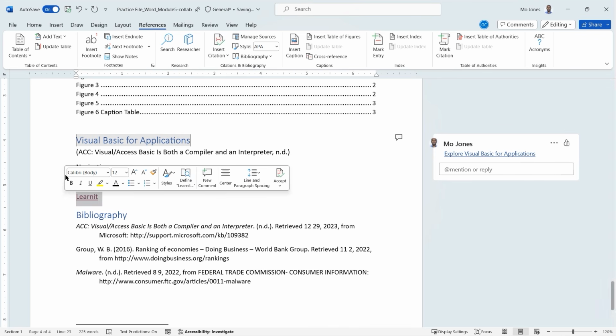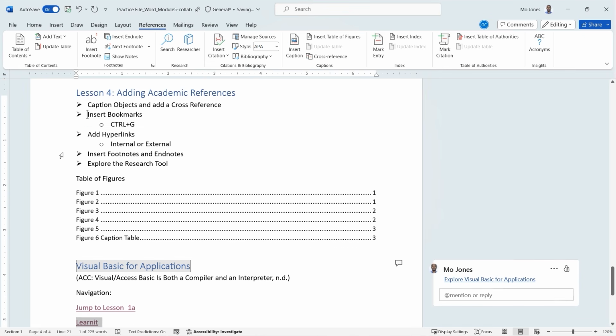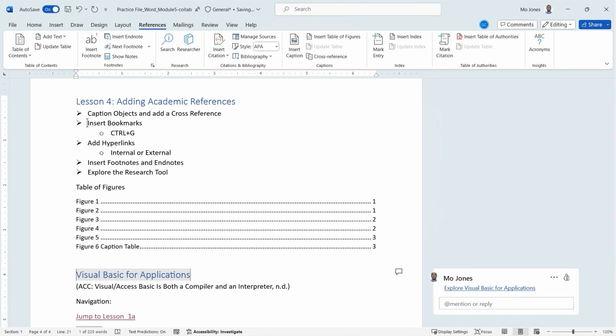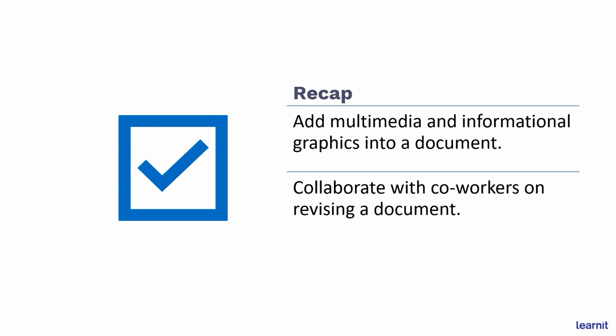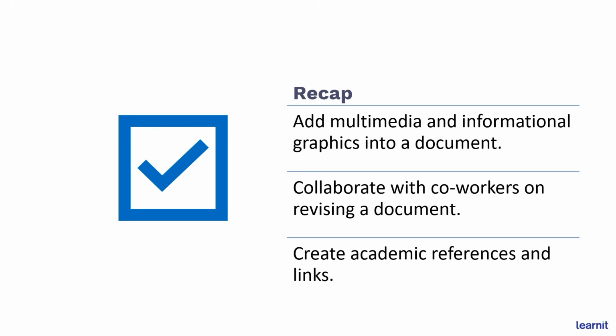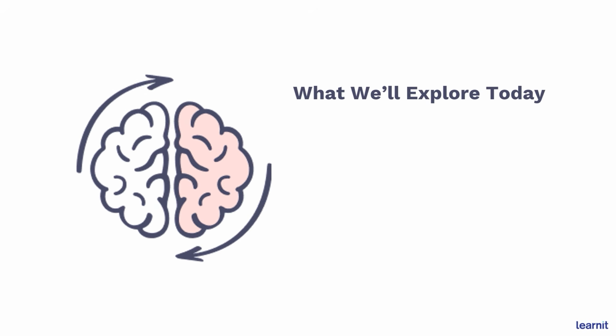Very good. All right, that concludes our lesson 4. That concludes our lessons for Module 6. As a quick recap here, we're able to add multimedia and infographics into our document. We took a look at how we can collaborate with coworkers on tracking changes in a document. And we're able to insert some academic references and links as well.